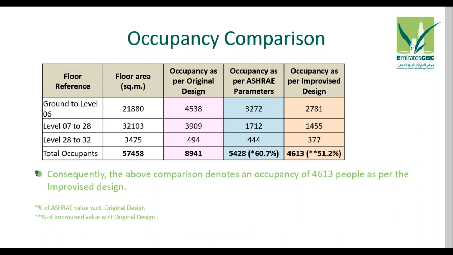So if you look at the overall occupancy comparison of the whole building, the original occupancy was designed with full furnishing details at almost 9,000 people. With application of ASHRAE parameters, it was brought down to 5,450, and further going down, it has been optimized to 4,600 people, which is almost 50% reduction in the occupancy. The design was reviewed and was acceptable to client and authorities as we move further.